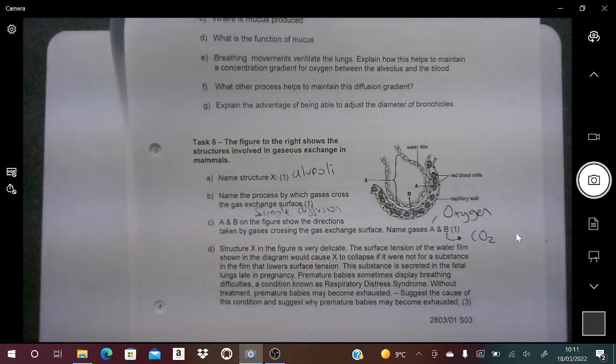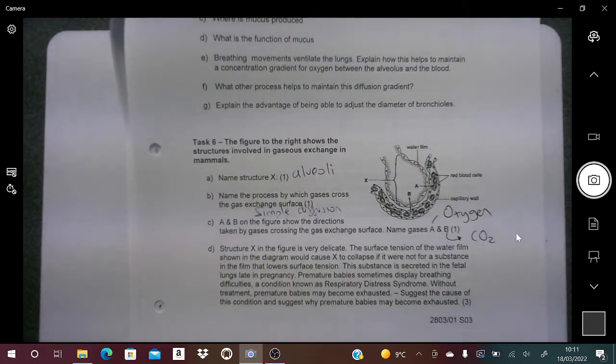Without treatment, premature babies may become exhausted. Suggest the cause of this condition and suggest why premature babies may become exhausted. So this question doesn't require us to know about surfactant. I can tell you that because it's old spec, and in the old spec we didn't need surfactant.